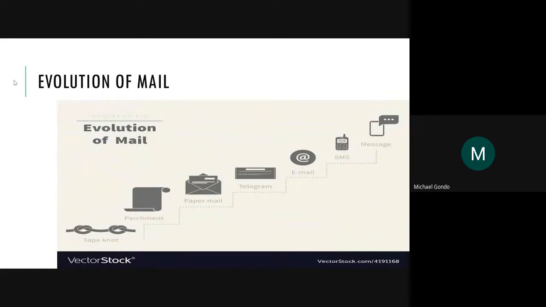And then similarly, when you look at mail, we have moved through various types of communication platforms, starting with tape notes, and then parchments, and then paper mail. Those that were in school in the 80s and 90s, you could remember that the primary way of communicating was writing one another a letter. You buy an envelope, you buy paper, you buy a stamp, you write the letter, you seal the envelope, you go to a post box, and then it takes about 3 days, 4 days, 5 days, or even longer for your message to reach the recipient.